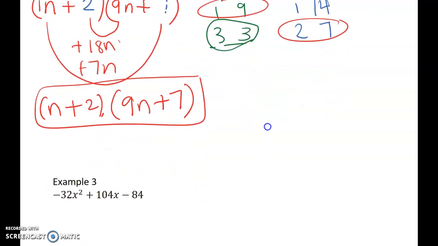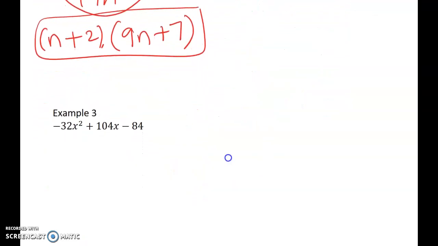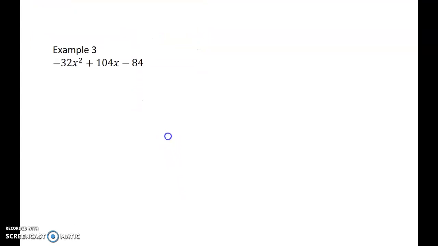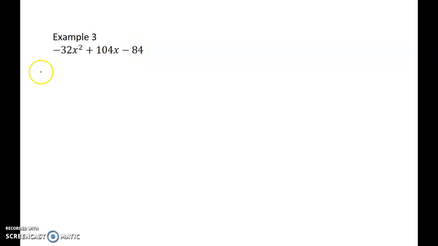So our last example is negative 32x squared plus 104x minus 84. And I'm going to jump straight into this. So my common factor here, I know 2 goes into all of this. Is there something more? So I'm just going to, first of all, point out this negative. Anytime there's a negative in my leading term, I factor that out. It doesn't matter if these have negatives or not. I'm going to take that out because I don't like dealing with a negative in front. So I'm going to take out a negative.